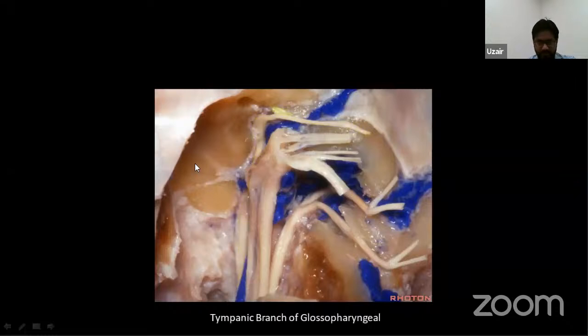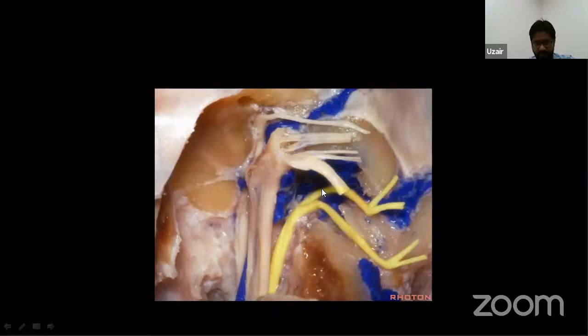Then, like I mentioned before, exiting the skull, it gives rise to the tympanic branch of the glossopharyngeal or the 9th cranial nerve. Then we have the 10th cranial nerve, and here it gives rise to the auricular branch of the 10th nerve. Then we have the 11th cranial nerve. All three of them are going to pass through the jugular foramen. And then we have the hypoglossal nerve that is not going to pass through the jugular foramen. It has a foramen or canal of its own, known as the hypoglossal canal, that we are going to discuss in its section.